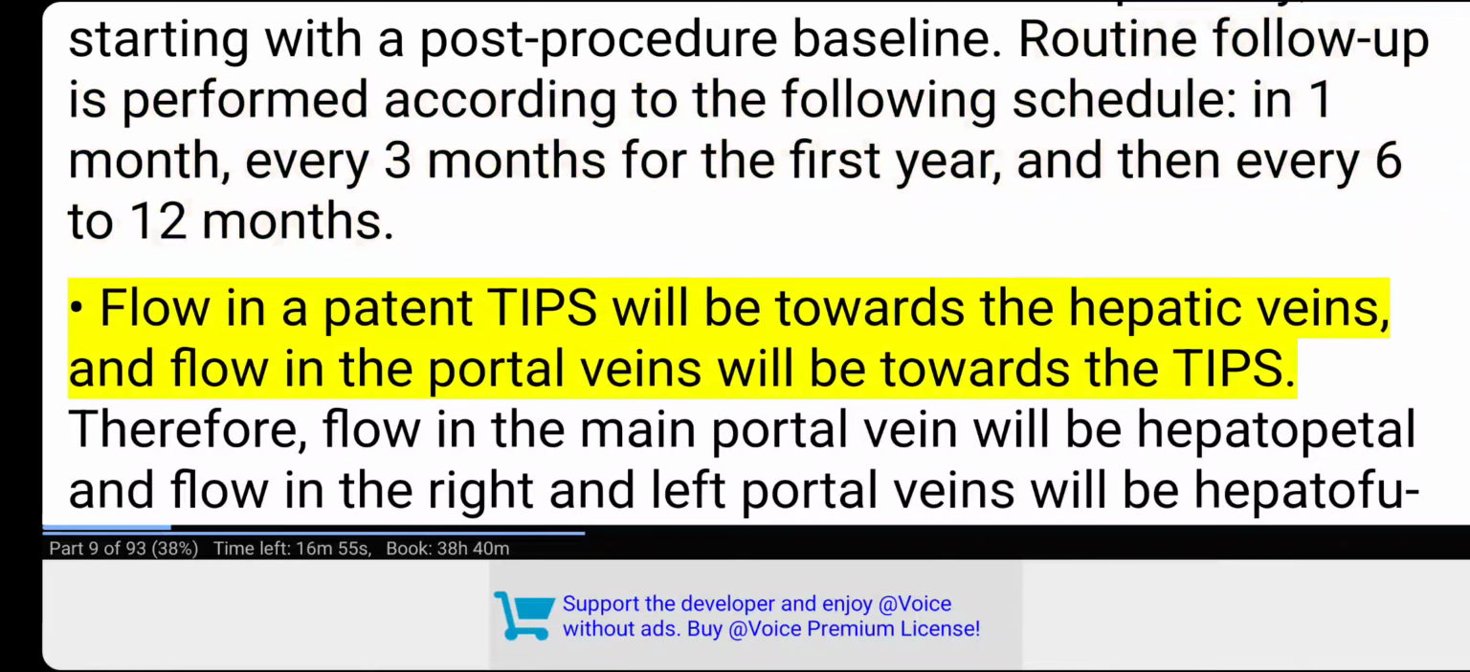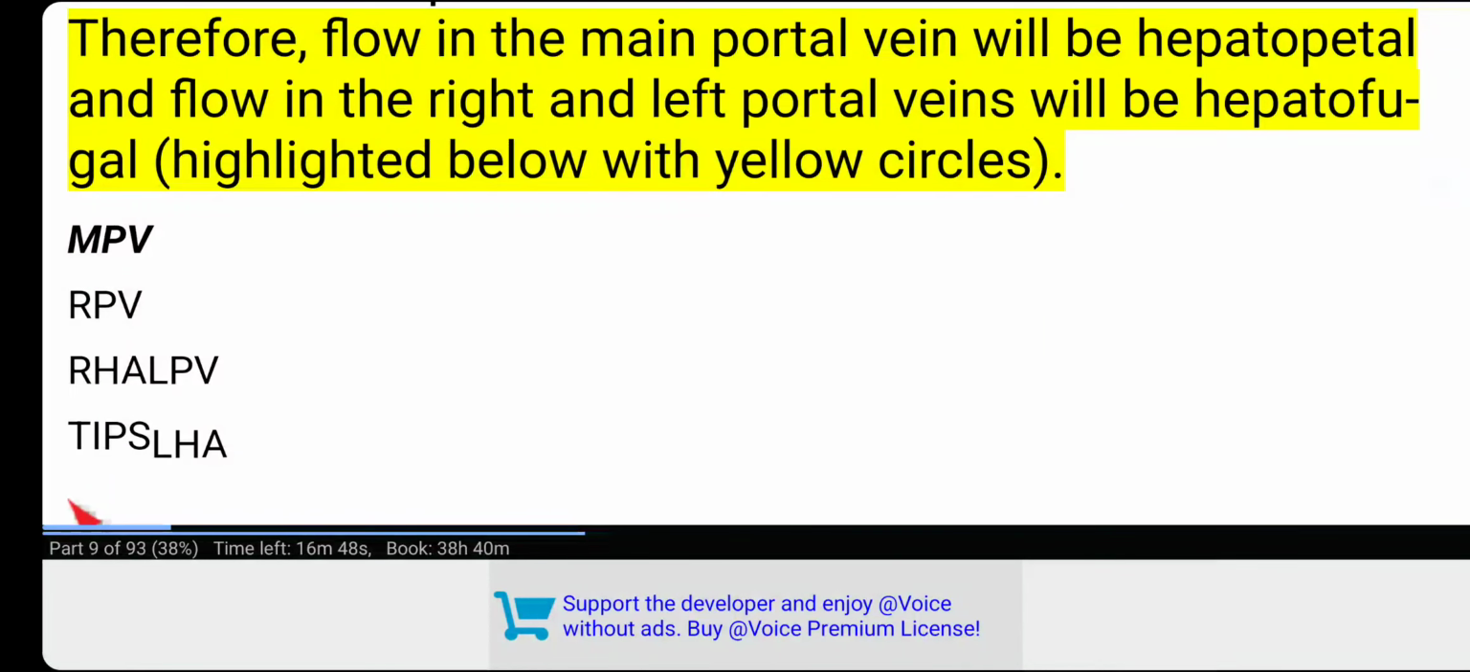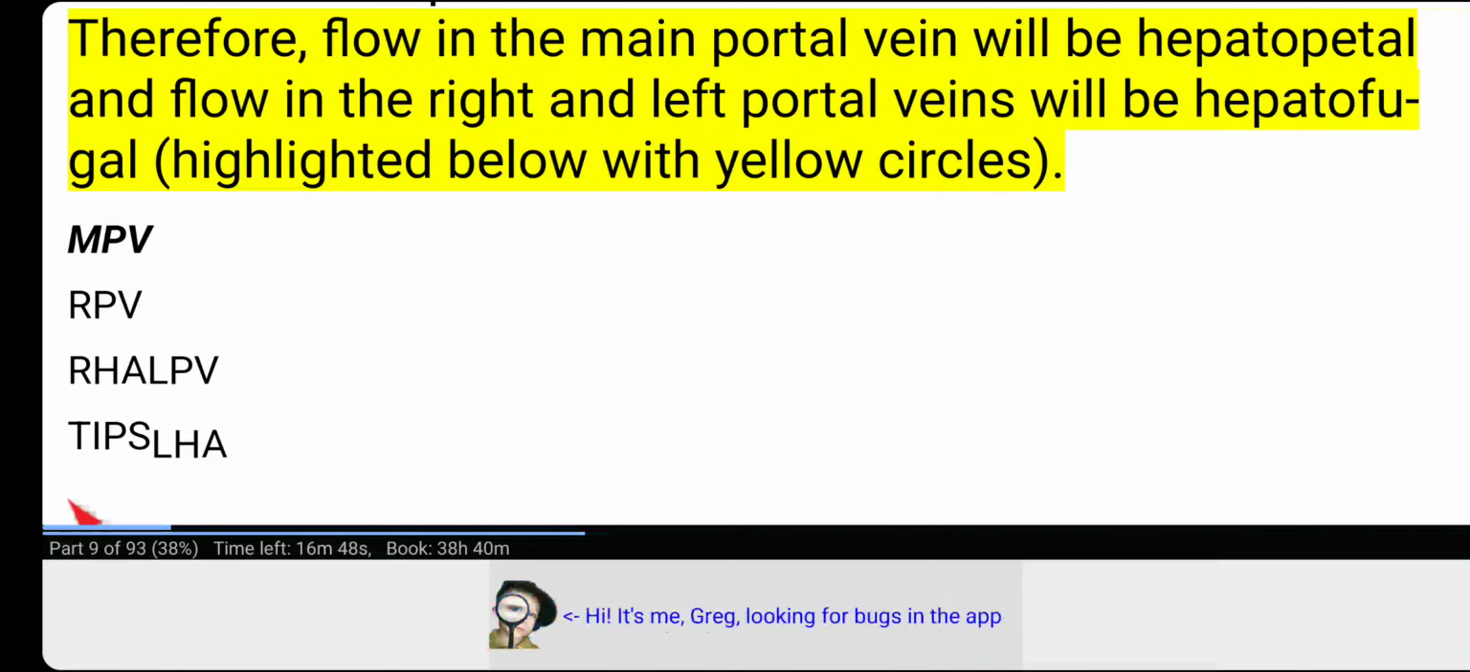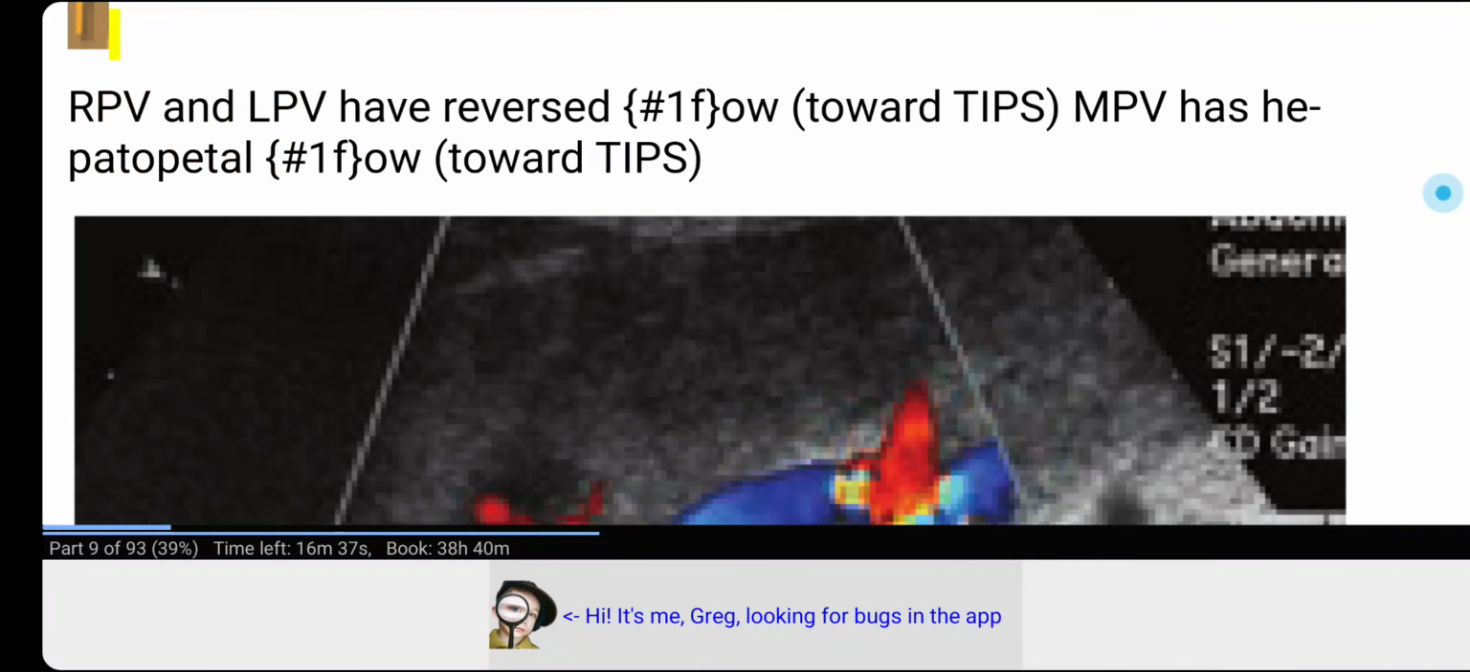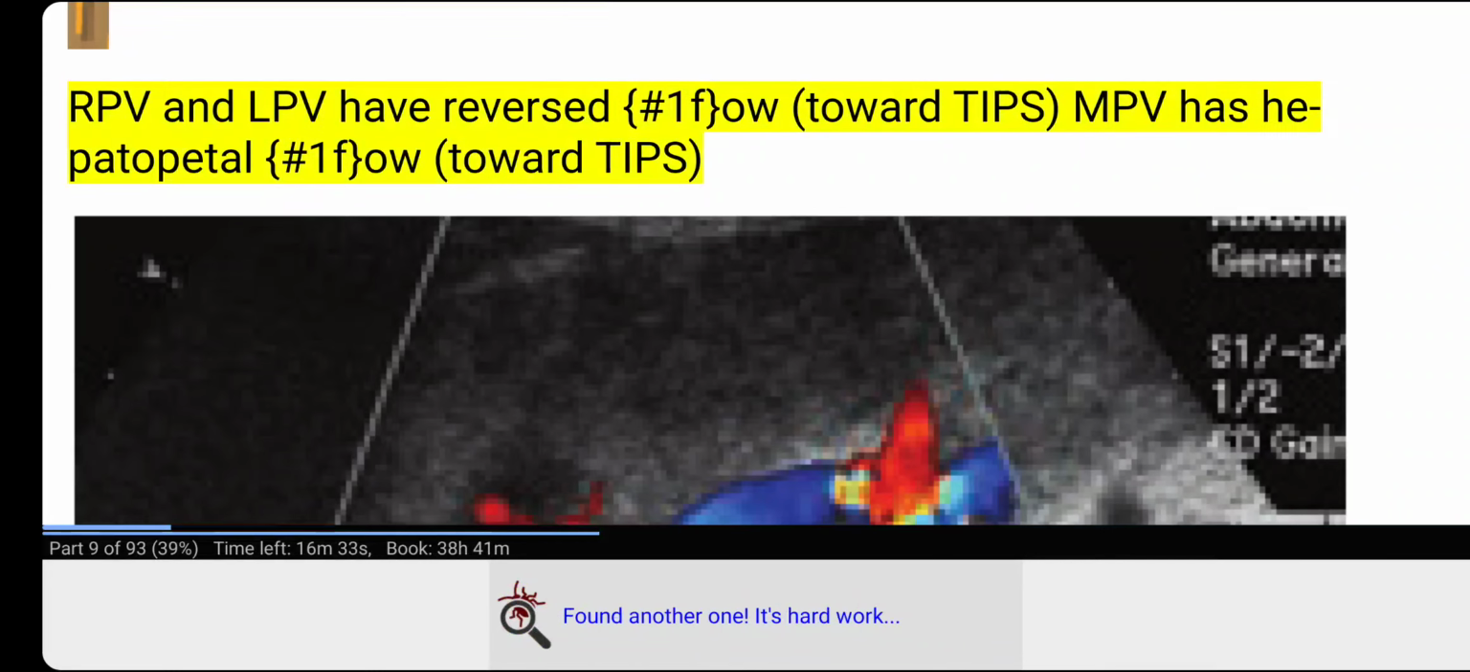Flow in a patent TIPS will be towards the hepatic veins, and flow in the portal veins will be towards the TIPS. Therefore, flow in the main portal vein will be hepatopedal and flow in the right and left portal veins will be hepatofugal, highlighted below with yellow circles. MPV, RPV, LPV, TIPS, LHA. Patent TIPS. Blood flows through TIPS to hepatic veins. RPV and LPV have reversed flow toward TIPS. MPV has hepatopedal flow toward TIPS.